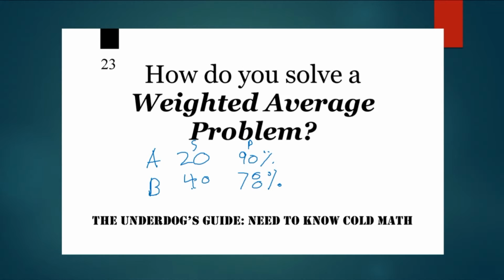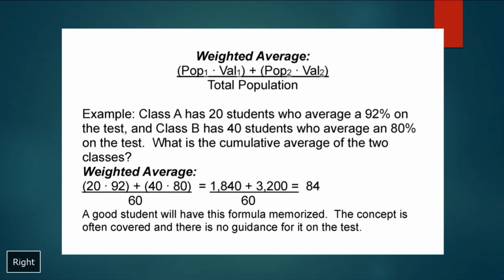There are a number of ways of approaching this question, but the one I'm going to encourage you to do is plug and play. What I mean by that is you can just put these values in and it'll always get you there. So the formula I have for you is this: population 1 times value 1 plus population 2 times value 2 all over total population. So in our situation here, I've used 92 and 80 for the two respective classes, but it's going to be 20 times 92 plus 40 times 80 all over 60. We get these numbers, divided by 60, and we get 84.